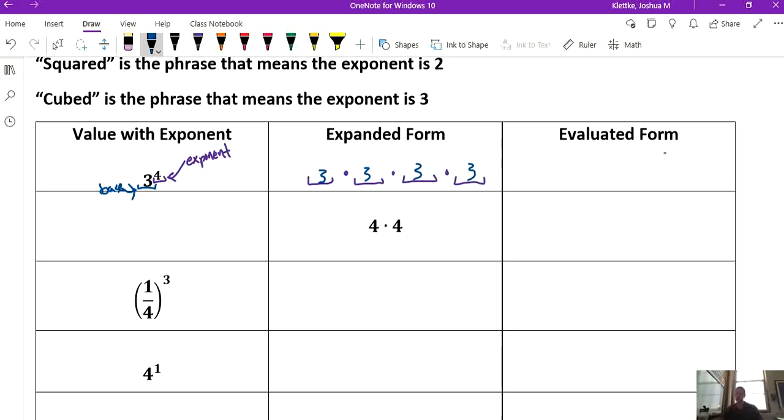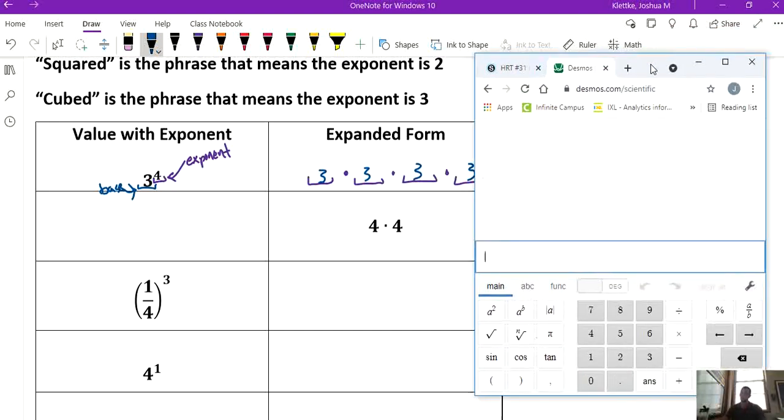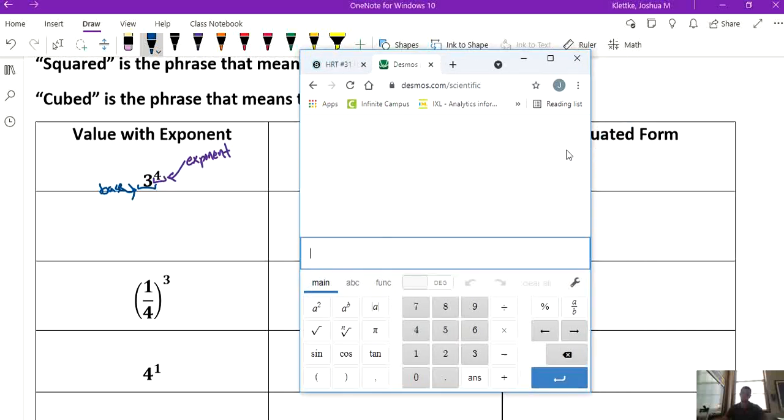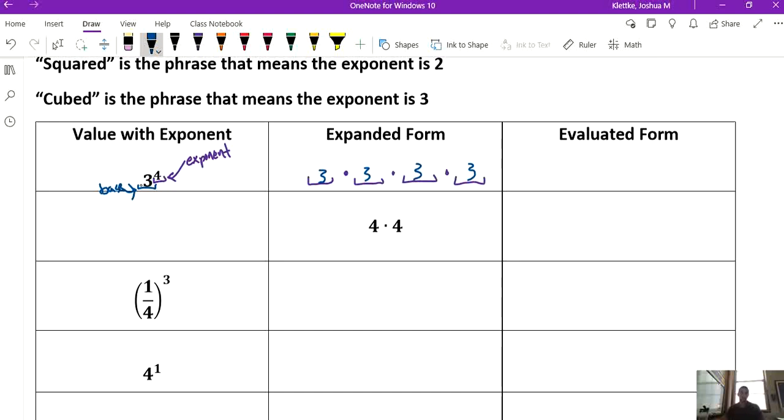Evaluated form. Evaluated form is when we have just what it all equals. So what we're going to do is go to a calculator. In our calculator, we're going to do 3 times 3. There we go. We have 2 copies. We need 4 total. So 3 times 3 times 3 times 3 equals 81. So the evaluated form of 3 to the 4th is 81.